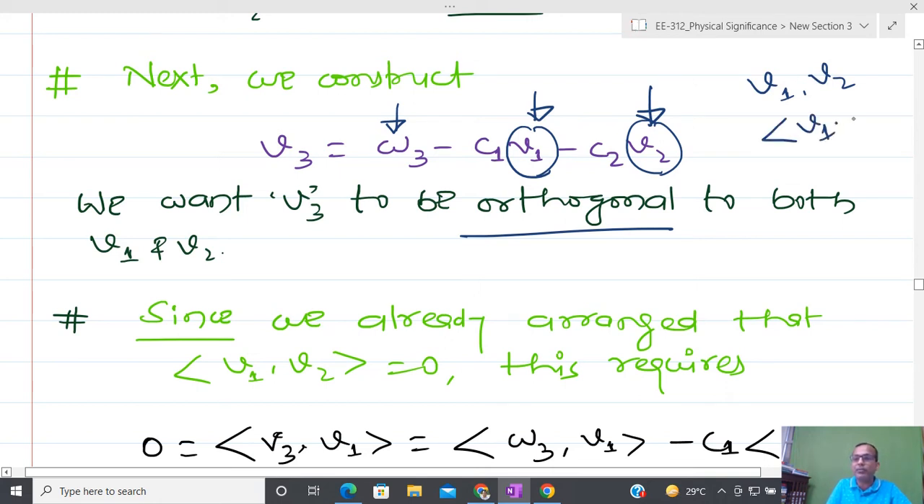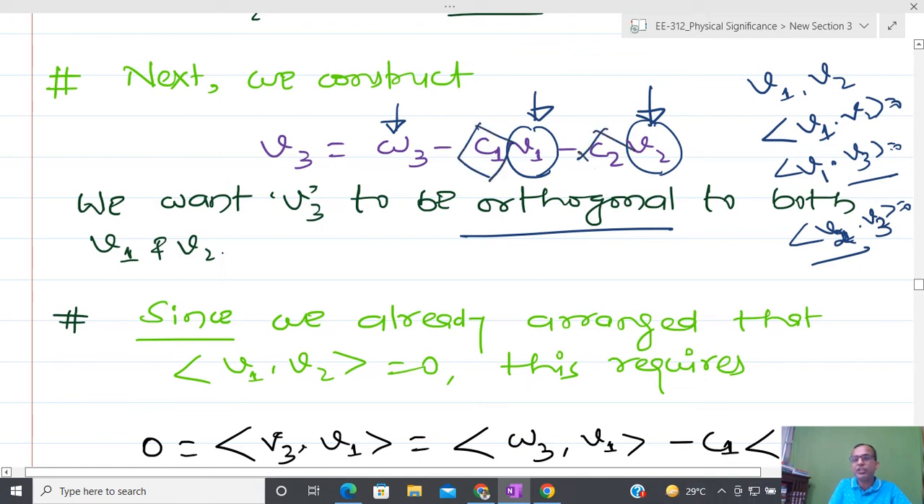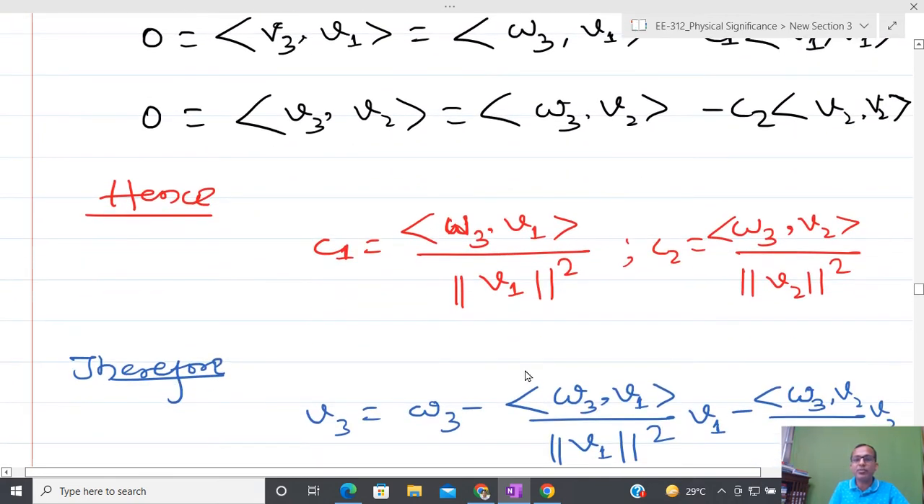So I have this information, and after that I am going to enforce that the inner product of V1 and V3 equals 0, and the inner product of V2 and V3 equals 0. Okay, so with the help of these two conditions, I am going to discover the values of C1 and C2. Here you can see that it is a very easy process.